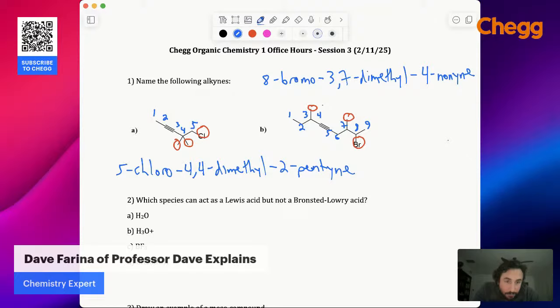Oh, very important question. Shwari asks, is it 4-nonyne or non-4-yne? These are completely equivalent. They're both absolutely valid. I have a preference for 4-nonyne. It's an aesthetic preference. That's just how I like to do it. But this is 100% correct. If you want to put non-4-yne, that is absolutely valid by IUPAC nomenclature. Excellent question.